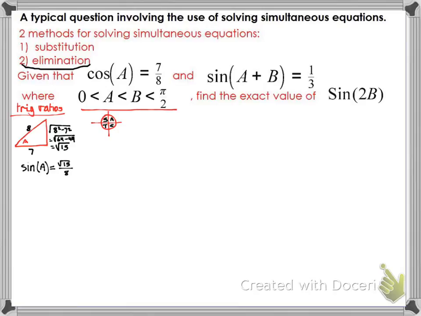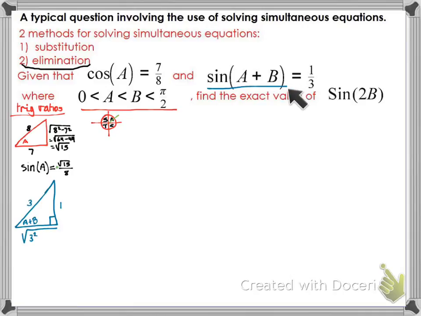Okay, now a quick unit circle check. First quadrant, so that must be positive, which is important. Make sure you go through that process to ensure you get a positive value there.